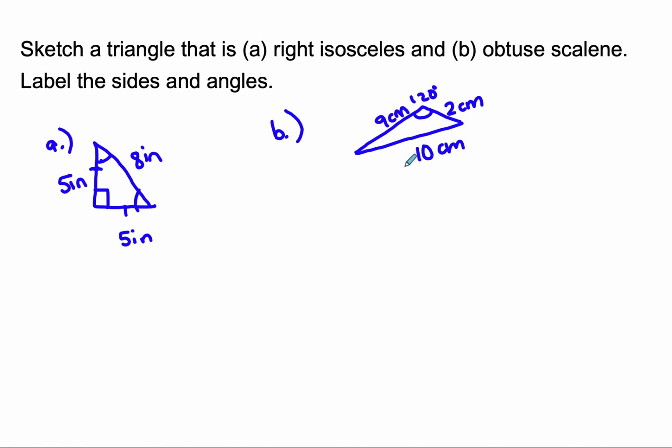So I've got labels here on our side. So that's obtuse scalene. All of the side lengths are different sizes. All of the angles will end up being different sizes, and the obtuse angle is more than 90 degrees.